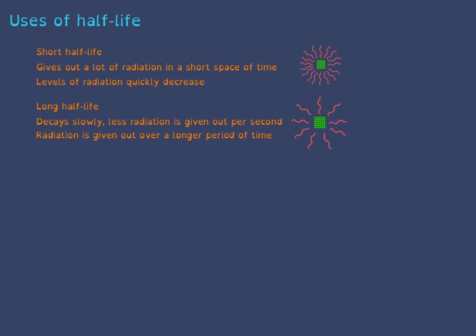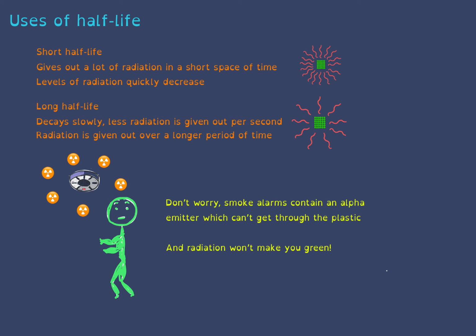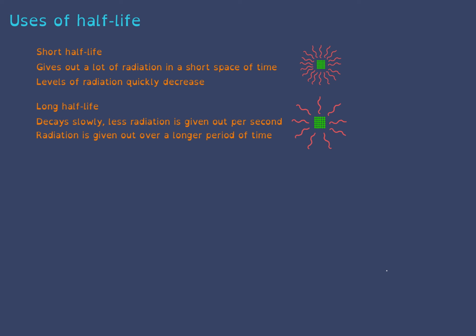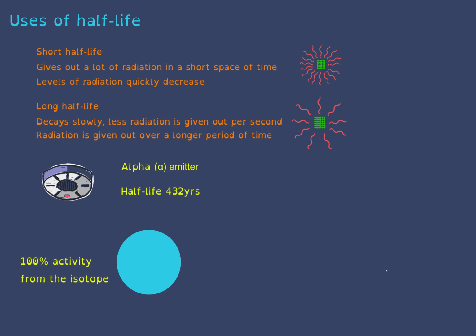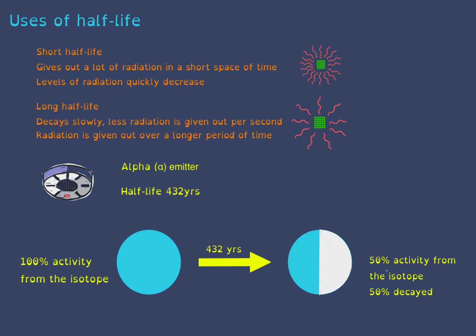For example, you probably don't want an isotope with a short half-life in your smoke alarms. They would give out more radiation than is needed, and you would have to change your smoke alarms when the level of radiation is too low for it to work. The most often used isotope in a smoke alarm is an alpha emitter with a half-life of 432 years. This means after 432 years, the activity of the isotope will have reduced to a half. This is much longer than the expected life of the alarm, so it's a suitable choice.